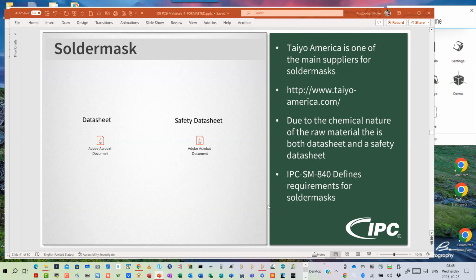Now I will qualify that by saying in IPC 7351, which we are currently using in the class as the footprint standard, we actually had a value in there. I believe it was like 3 mils. But there's a couple of things, and we can talk about that after break. The newer standard, 7352, actually defines that in the library, you should set your expansion to 0. If you do need to make expansions, do them at the design level. We'll explain what we mean by that later.